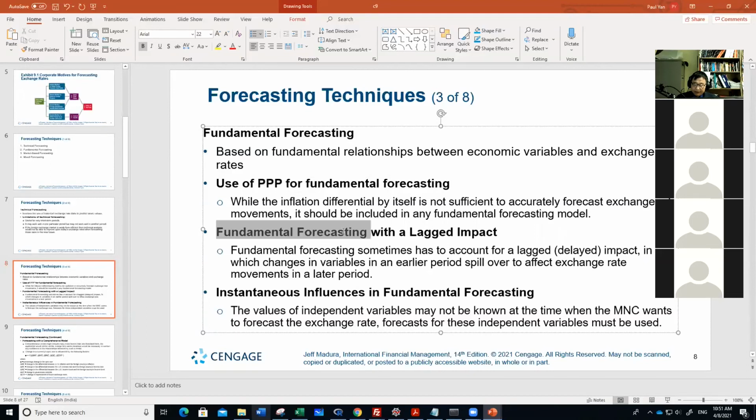And fundamental analysis comes with a lag. So it will be delayed. Suppose some oil producing country increases or reduces the price, then the impact might be delayed, 3 months, 2 quarters. So this is delayed.